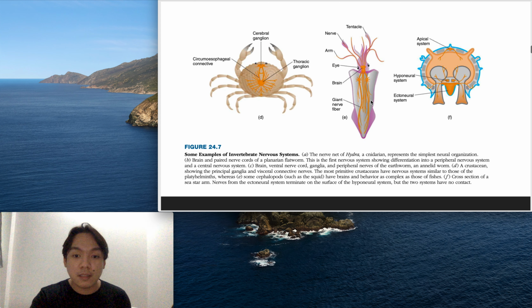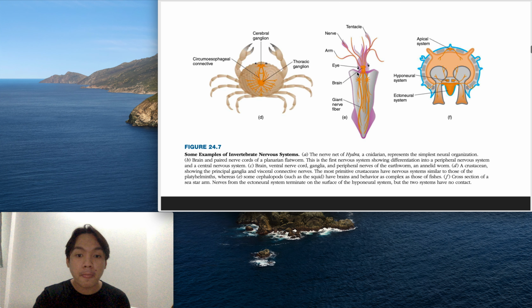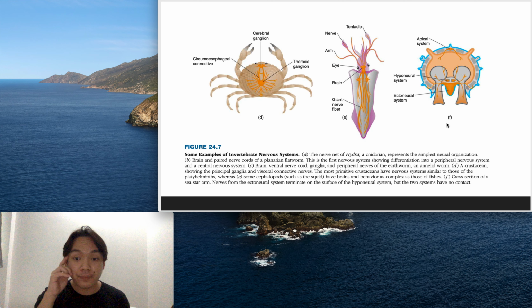Letter B is a planarian flatworm. It has an eye spot, and it is bilaterally symmetrical. And C is an earthworm, an annelid worm. It has a nerve in the brain and ventral nerve cords with ganglia. Letter D is a crustacean, a crab, which has a principal ganglia and visceral connectives. And letter E is a mollusk, a squid, which has a brain and behavior more complex than those of fishes.